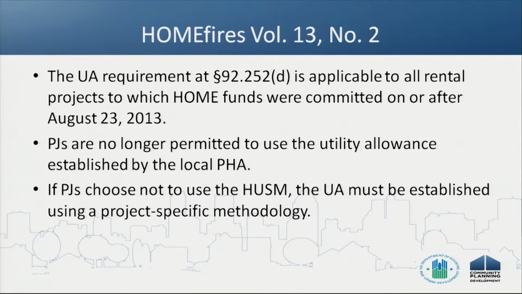This applies for projects to which HOME funds were committed on or after August 23, 2013. Projects to which HOME funds were committed before the effective date of the rule may continue to use the PHA utility schedule. The option in the regulation to otherwise determine the utility allowance for the project based on the types of utilities used at the project means that if a PJ chooses not to use the HUD utility schedule model, the utility allowance must be established using a project-specific methodology.